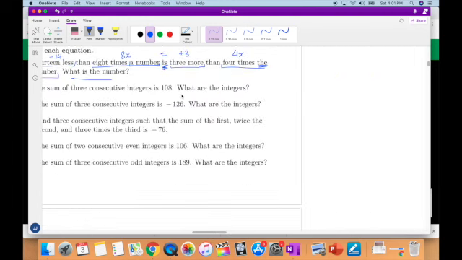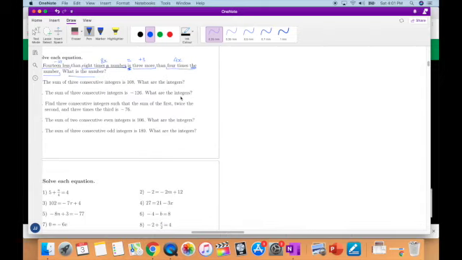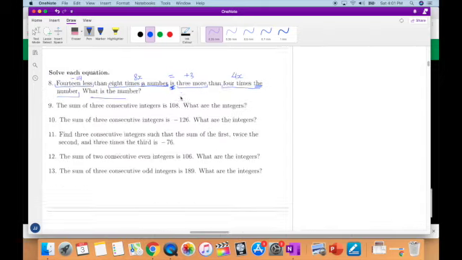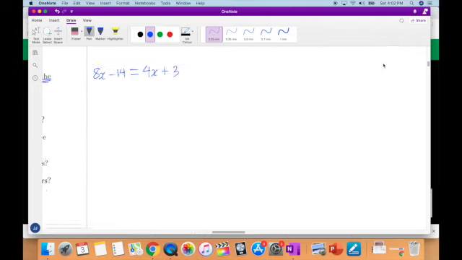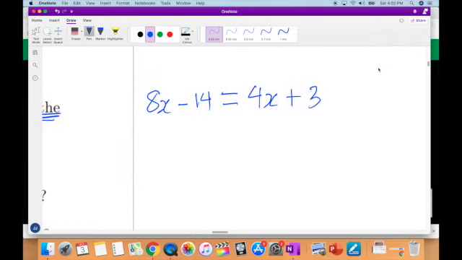So from this we could derive the equation: 14 less than 8 times a number. So 8 times a number minus 14. 14 less than 8 times a number is 3 more than 4 times the number. So 4 times the same number plus 3. Is this the equation you got for the first one?